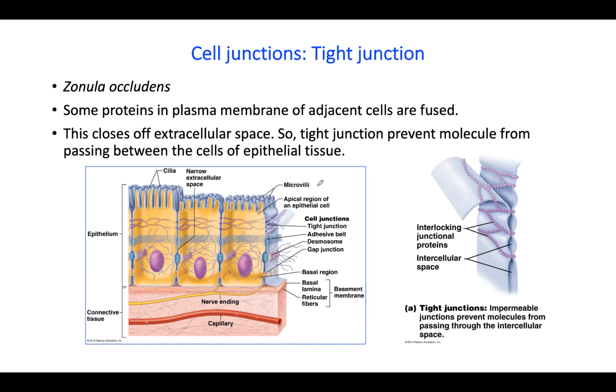Tight junctions can be found in the lining of the intestine. Also, in the brain, there's the blood-brain barrier. The blood-brain barrier has tight junctions so that solutes from blood cannot cross into the extracellular fluid of the central nervous system where neurons reside. So, inside the brain, the cortex must be very clean.